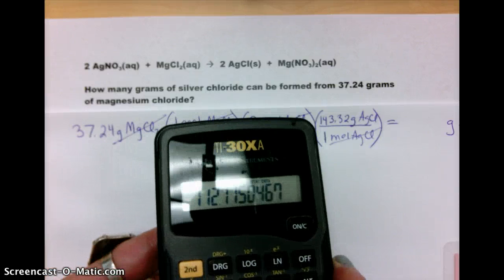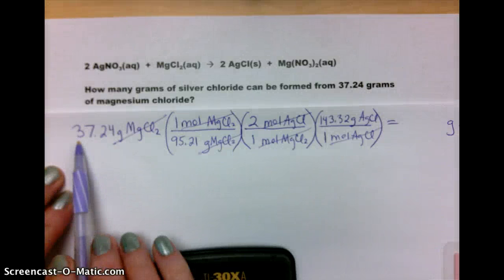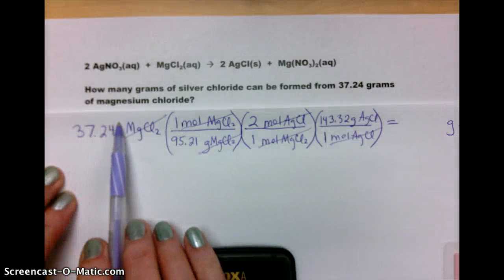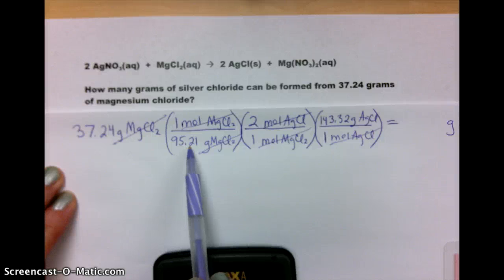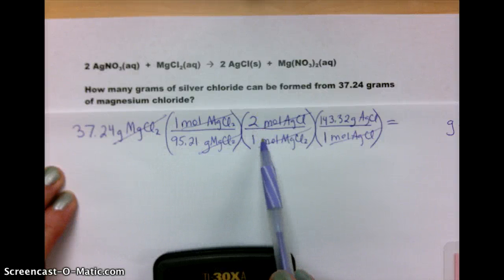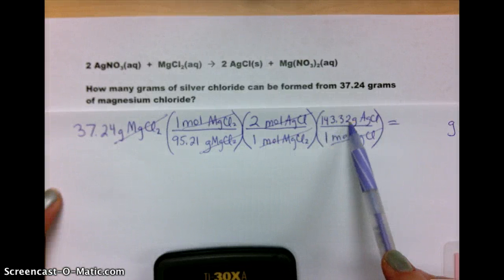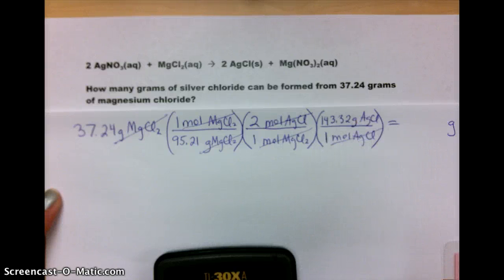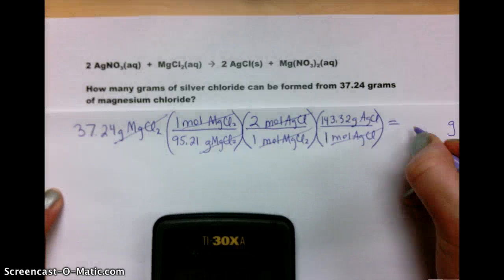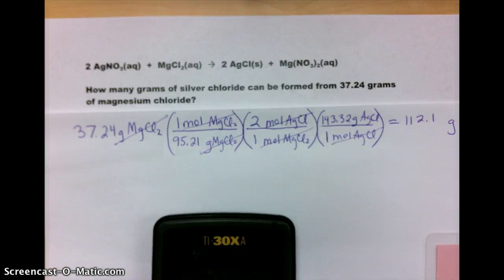Now I need to figure out my sig figs because I have a long number. I started with 1, 2, 3, 4 sig figs. This molar mass has 4 sig figs as well. Mole ratios are exact numbers. And this molar mass has 5 sig figs, but I go with the least, which is 4. So that would be 112.1 grams of AgCl. And that is how you work a stoichiometry problem.